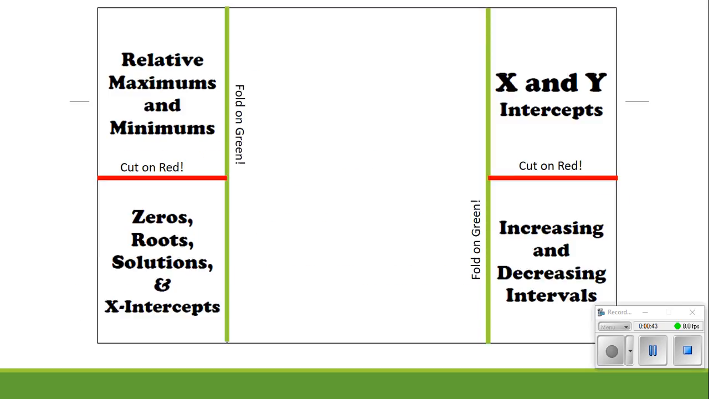All right, so take out your foldable and cut them on the red line and fold over on the green line. And we will take a look at these 4 topics. The first topic that we're going to talk about is the x and y intercepts. And then we'll move on to increasing and decreasing. We'll talk about relative max and mins, and then we'll talk about zero-root solutions and x-intercepts. All right, so let's get started.